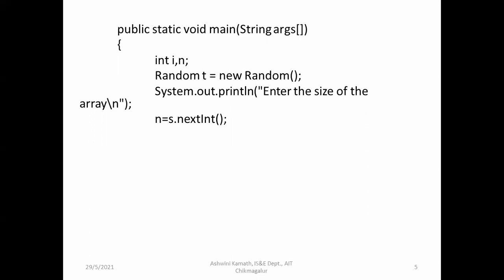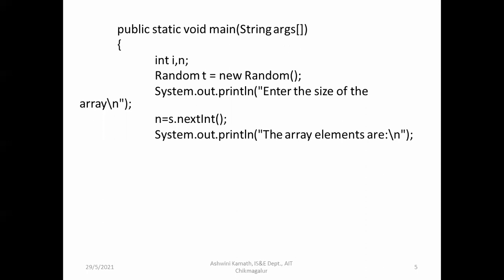Whatever you enter using the keyboard will be stored in the input stream. From the input stream, this Scanner object will read the input. That input will usually be of type string, so we have to convert it. s.next means it will read the string as it is, but we want an integer here, so we convert it using nextInt. s.nextInt, and that will be stored in n, which is the size of the array.